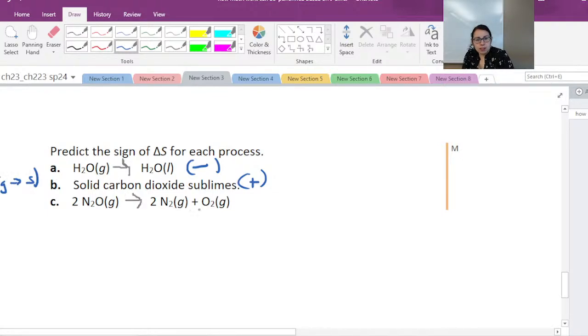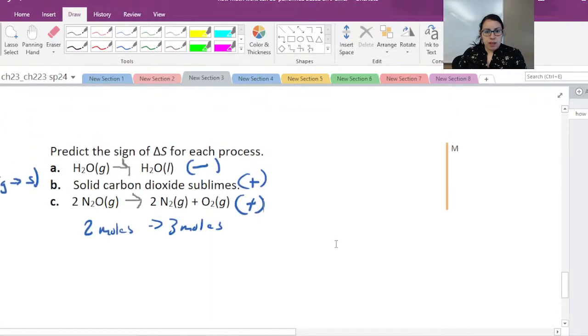And then what about this last one? What do we think? So increasing, and why do we say that? So more molecules of gas, so excellent. So right, we started with 2 molecules of gas. Now we have 1, 2, 3. So 2 moles to 3 moles. So yes, our 3 moles can be arranged more ways. So excellent.